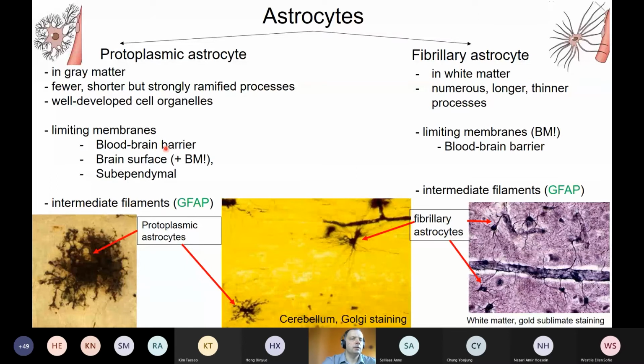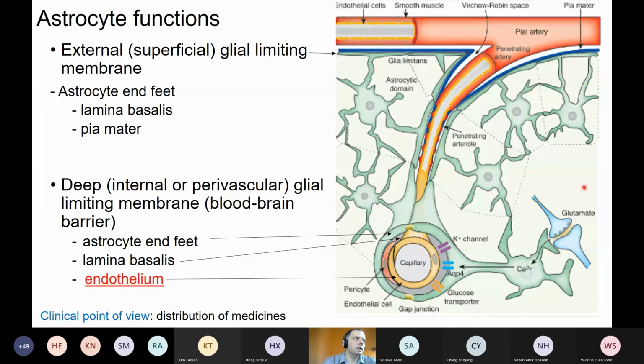And finally, this is not a difference. This is their common feature that intermediate filaments made up by GFAP are found. So you can use this molecule as a marker for the astrocytes. So if you want to compare the astrocyte subtypes, protoplasmic and fibrillary astrocytes, you can use this slide. Then the astrocyte functions I would like to discuss in the upcoming slide.